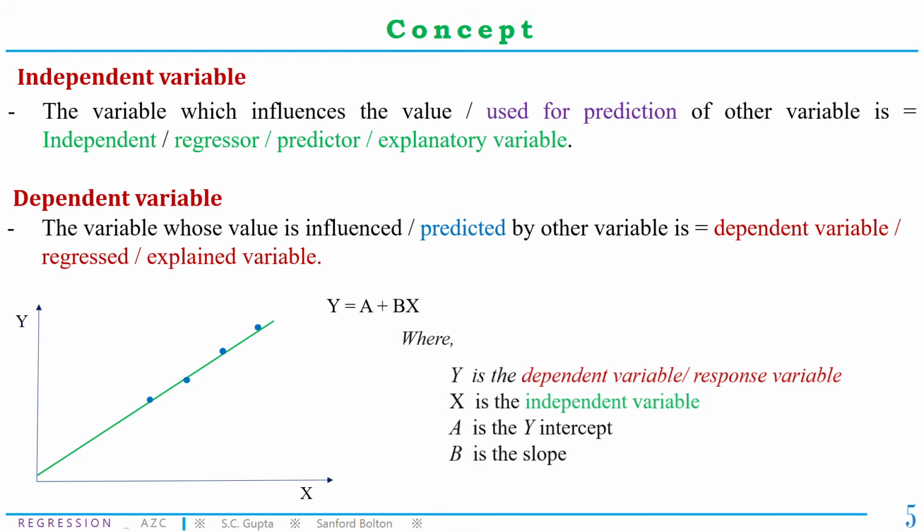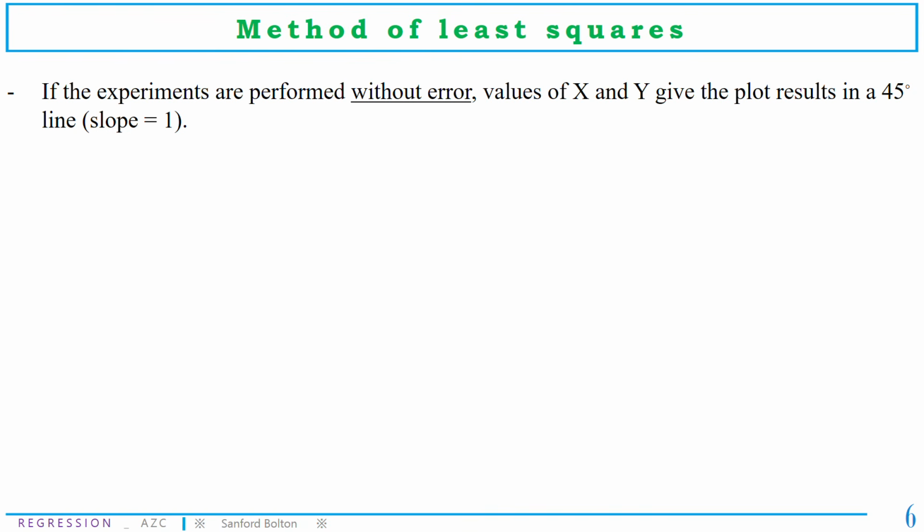In an XY scatter plot, Y is the dependent variable or response variable, X is the independent variable, A is the Y-intercept, and B is the slope. If the experiments are performed without error, values of X and Y give a plot that results in a 45-degree line, where slope is equal to 1.